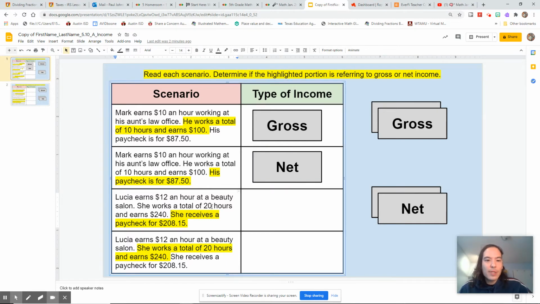Lucia earns $12 an hour at a beauty salon. She works a total of 20 hours and earns $240. She receives a paycheck for $208.15. All right, so gross is most, net is less.